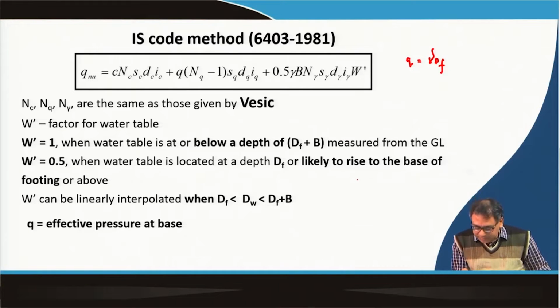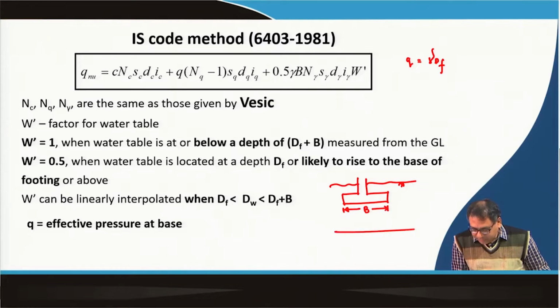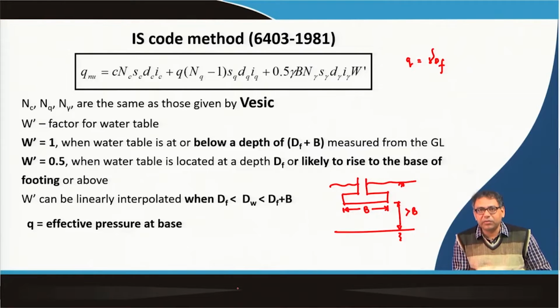So, for example, if this is my foundation, okay, now this is the B, and if the water table is here and this depth is greater than B, then the water table effect will not be considered. Okay. But even if it is equal to 1, then the W' value will be 1. So, that means basically there is no water table effect. 1 means no reduction, nothing.